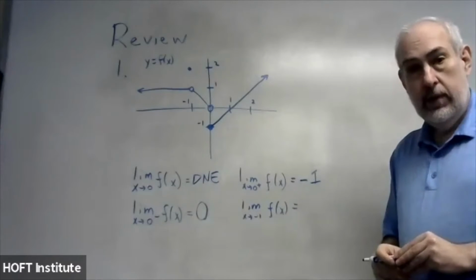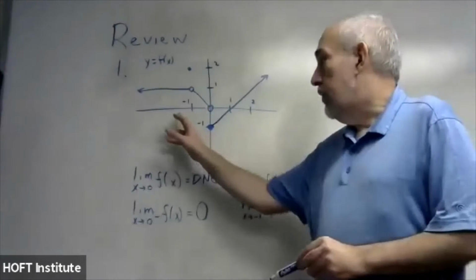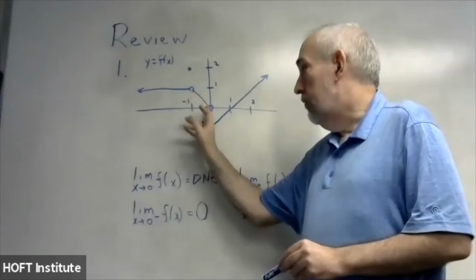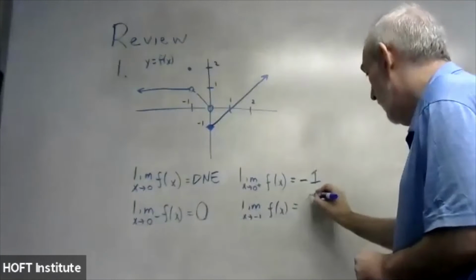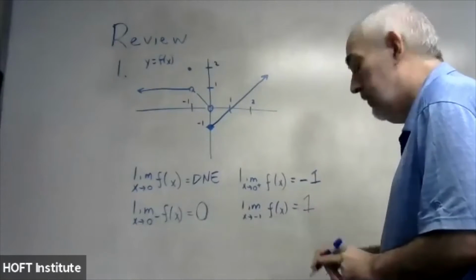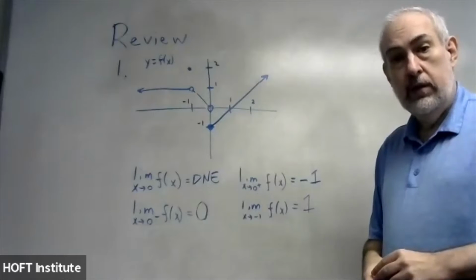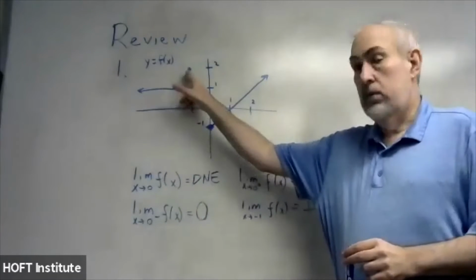Finally, what is the limit as x approaches -1 of f of x? So as we approach -1 from the left, we go to a height of 1. As we approach -1 from the right, we also go to a height of 1. And therefore, the limit as x approaches -1 of f of x is 1.